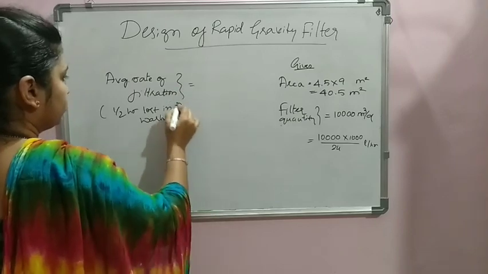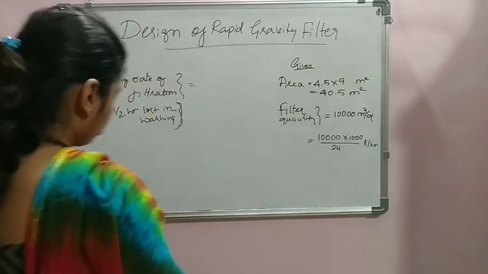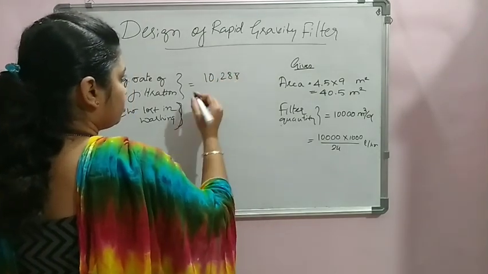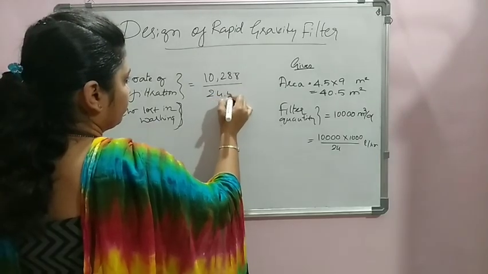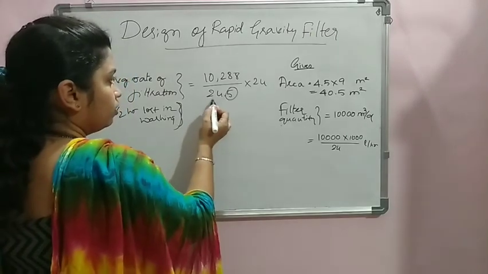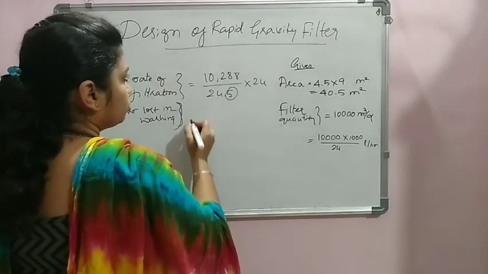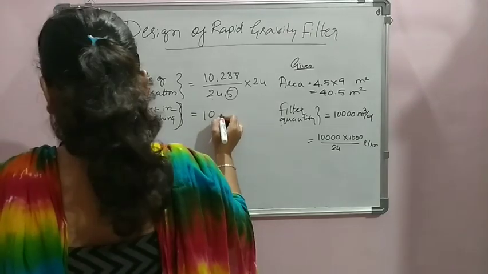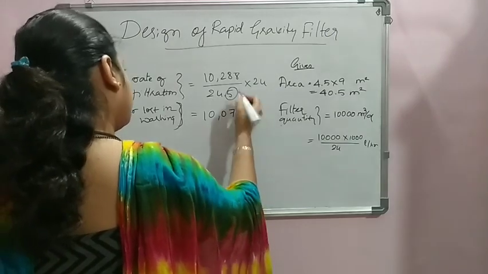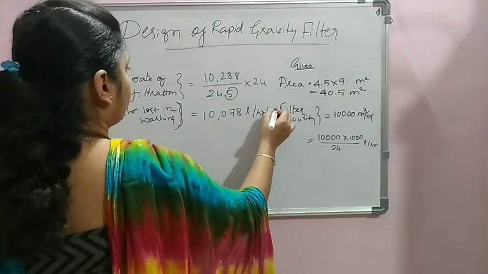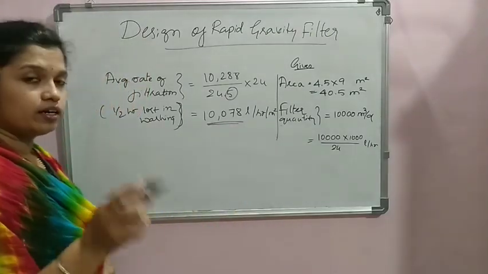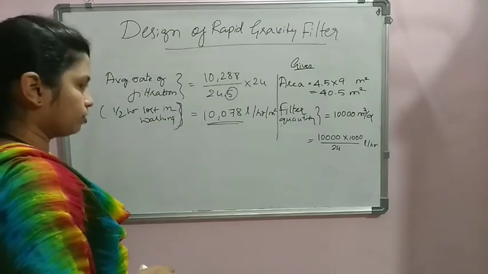So in order to calculate this, the answer which we got was 10,288. Now we have to divide by 24.5 into 24, which is nothing but half an hour. We are adding it here, so 24.5. So the answer that comes is 10,078. Unit remains as it is, liters per hour per meter square. So this is the average rate of filtration when we are considering half an hour is lost in the washing.